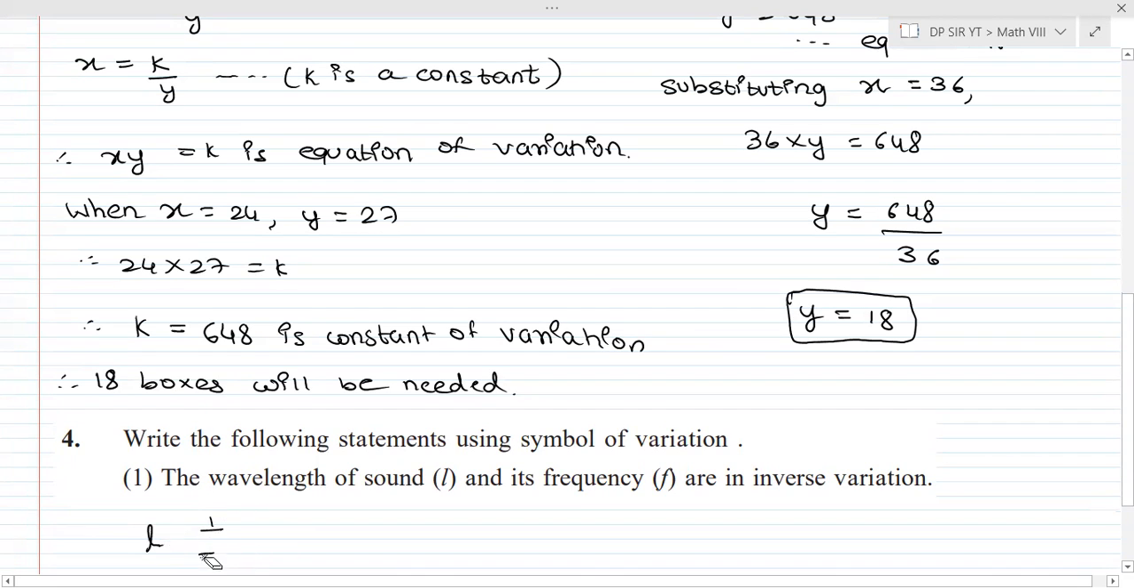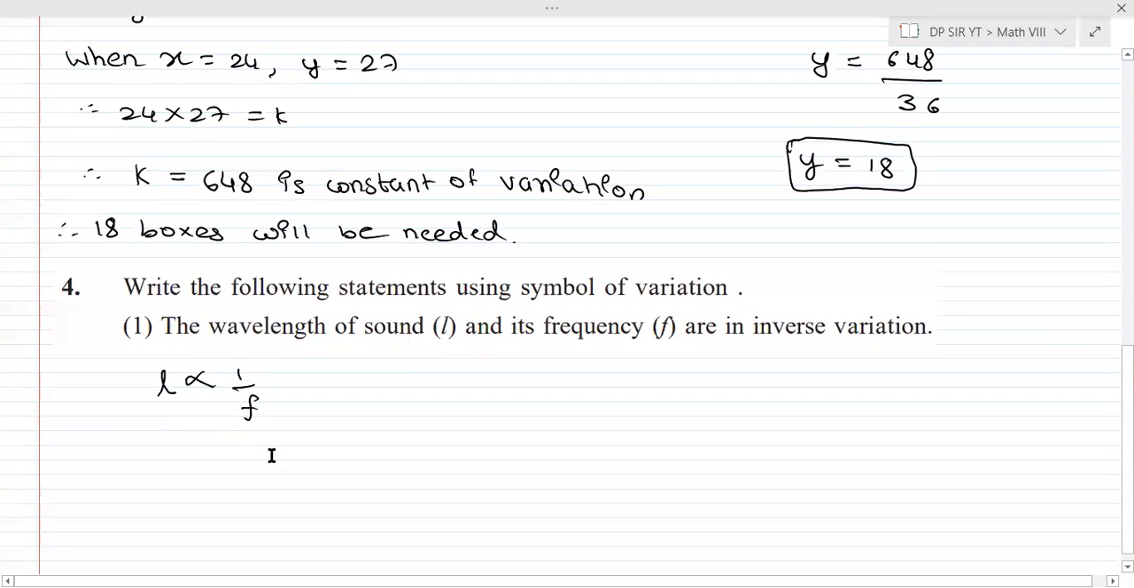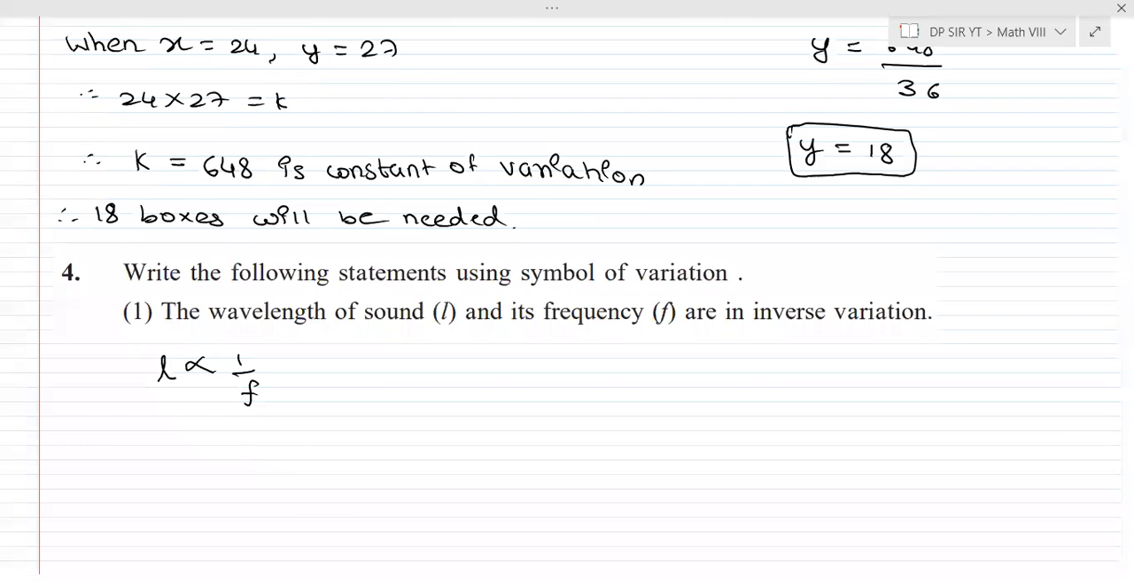Inverse means 1 upon F, okay, 1 upon something. So the wavelength of sound denoted by L is inversely proportional to frequency. This is how we write it. Isn't it? Shall I solve the second sub part or shall I leave it up to you? Okay, come on. I will do that.